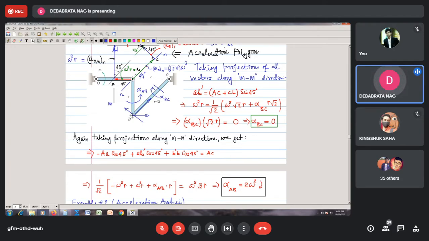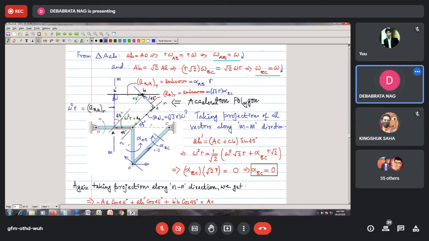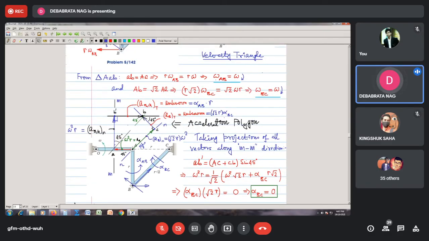So what is the takeaway point? The takeaway point for this method is that, first of all, you have to draw the acceleration polygon. That is the first thing you need to do. After drawing the acceleration polygon, mark what are the two vectors which are unknown to you. Identify your unknown vectors.